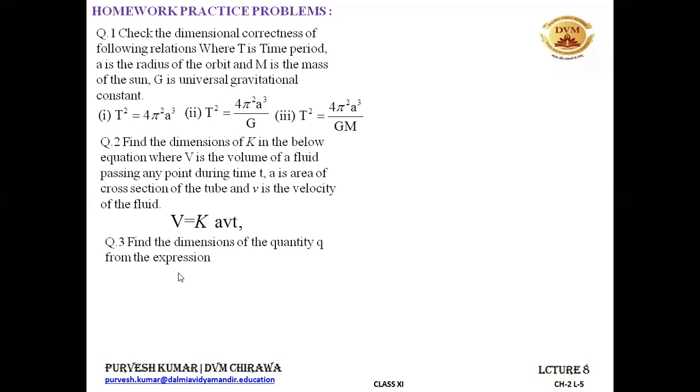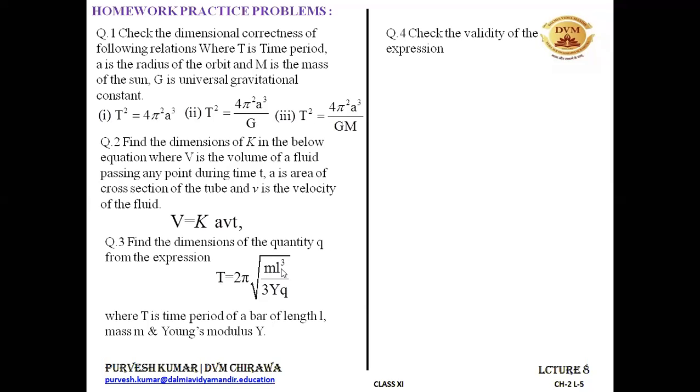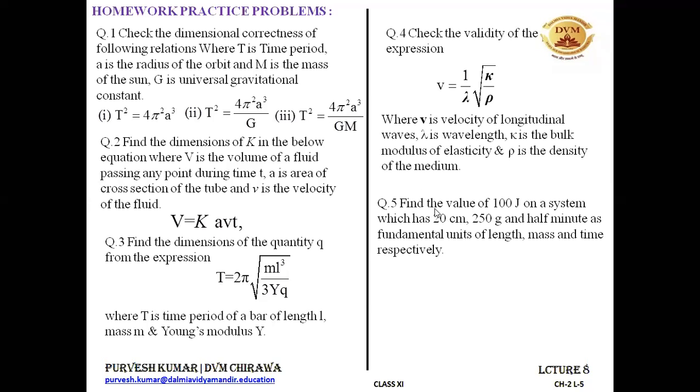All right. Also, you need to find the dimensions for quantity q from this equation, where T is your time period, m is mass, Y is Young's modulus, and L is length. You need to find the dimensions for quantity q that is involved in this equation. Also, you need to check the validity of the expression that is given to you, where all the symbols have different meanings. And one other problem is the interconversion of units from one system to another system, which I've involved over here. You need to find the value of 100 joule in a new system which has 20 centimeter, 250 gram, and half minute as the fundamental units of length, mass, and time respectively.